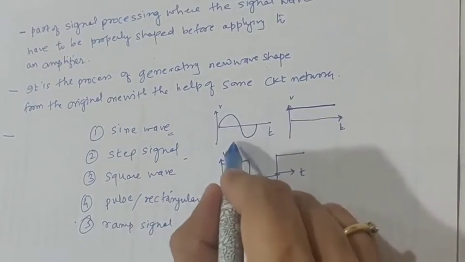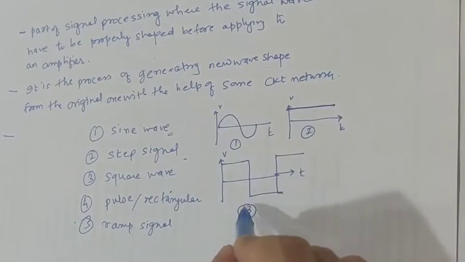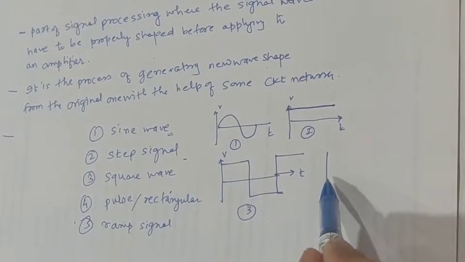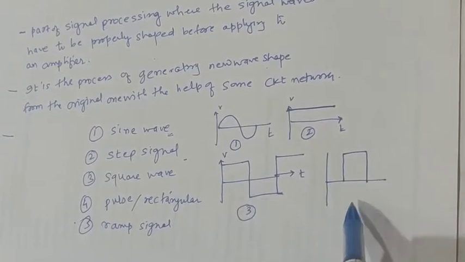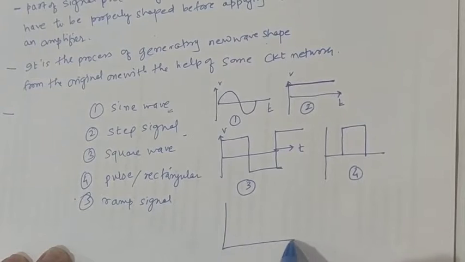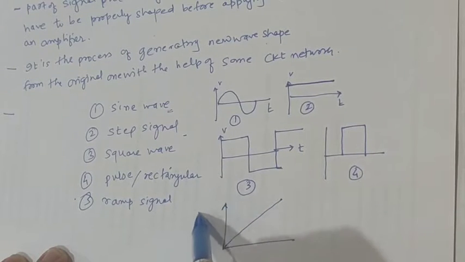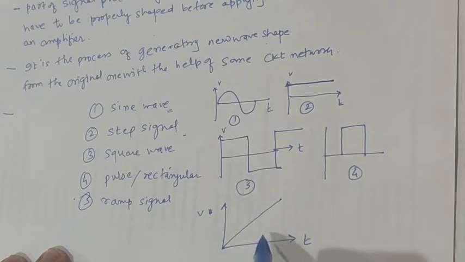So I will say this is a sine wave first, this is your step signal second, the third is square, then the fourth is a rectangular pulse that I can draw like this. And the last one is the ramp signal. So the usual signals we have drawn. This is your V input versus time. So this is a ramp signal. I will write it here, ramp signal.